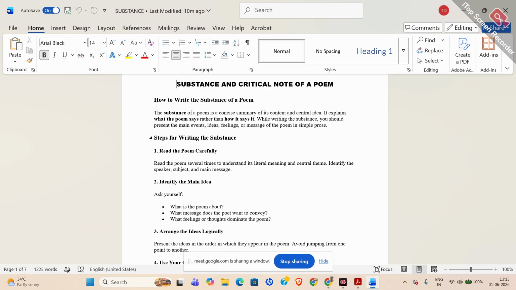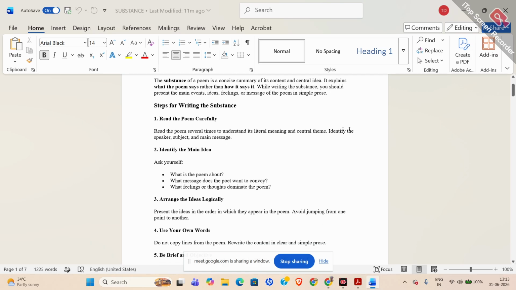So steps for writing the substance. Now we will look at the steps for writing the substance. Firstly, obvious thing is we have to read the poem carefully. Read the poem several times to understand its literal meaning and central theme. Identify the speaker, subject, and main message. So our first task, প্রথম কাজ কি হবে? We have to read the poem.